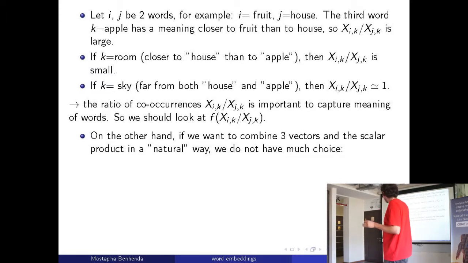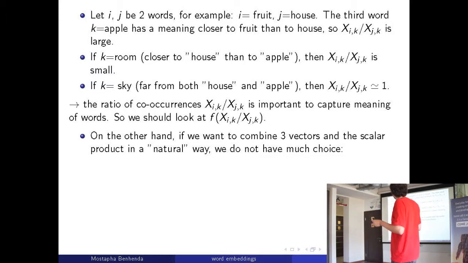So we look at 3 words. First we take 2 words, i and j, for example, fruit and house. And you consider then a third word like apple. If you look at your matrix, you see that X_ik over X_jk is large if you take fruit, house, and apple, because an apple is a fruit, so apple is nearer to fruit than it is to house. So your ratio will be large, because X_ik will be a very large number, and X_jk will be a smaller number relative to X_ik.